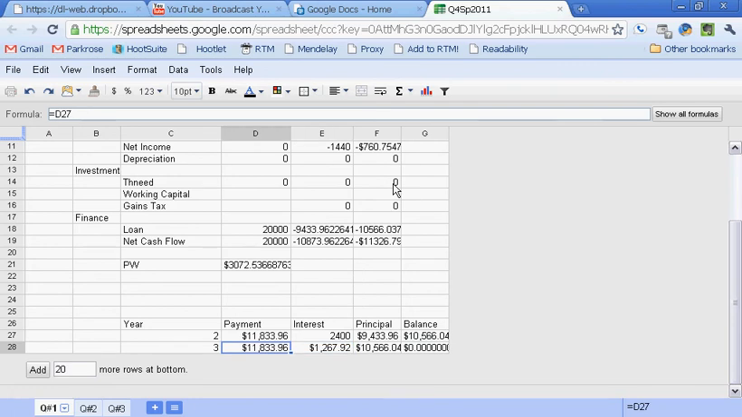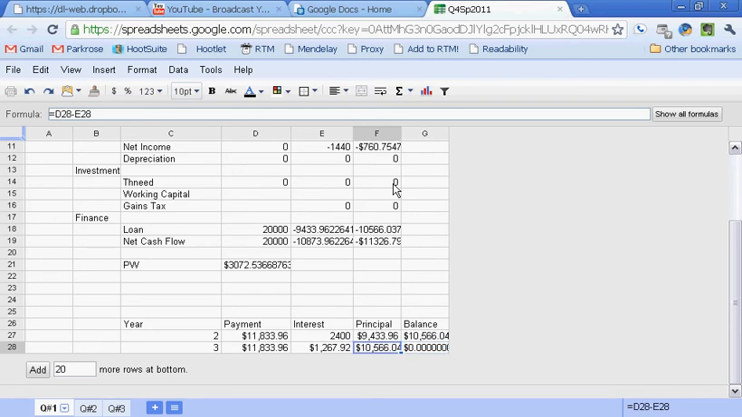This is year 3. The payment's still the same, but because your balance remaining is less, it's only $10,566 right up here. The interest payment on it, the interest expense, is just 12% times $10,566. So out of that $11,833 payment, $1,267 is interest. What's left over is the principal payment, and that's exactly what you still owe. So this is a fully amortizing loan.